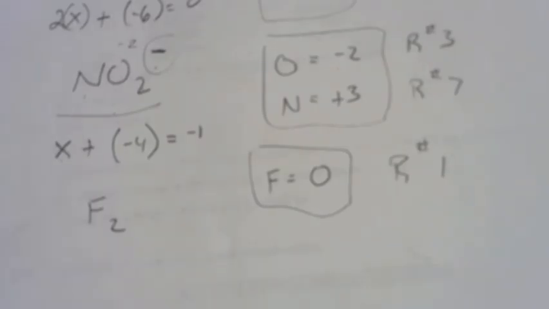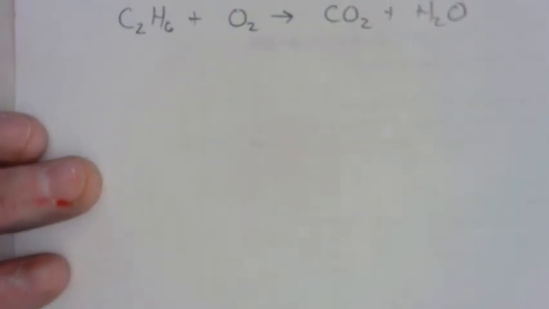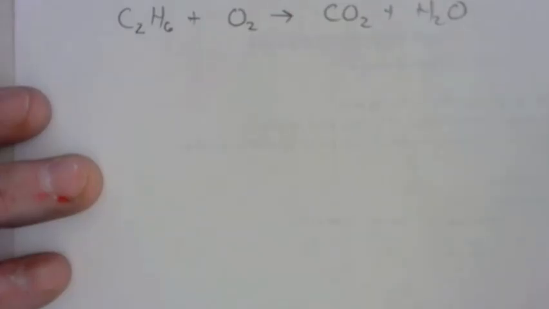Now, if this were a chemical reaction and you need to figure out, well, what is oxidizing and what is reducing, then it is a simple matter of assigning the oxidation numbers and seeing, well, what goes up and what goes down. So if we're looking at chemical reactions, let's just do a simple one. C2H6 plus O2 reacts to form CO2 and H2O. We don't even need to balance it, all right?